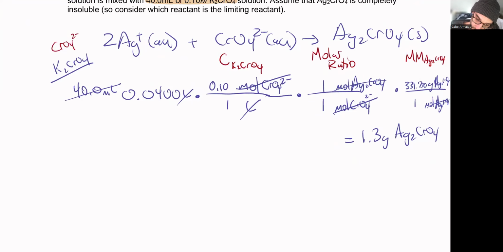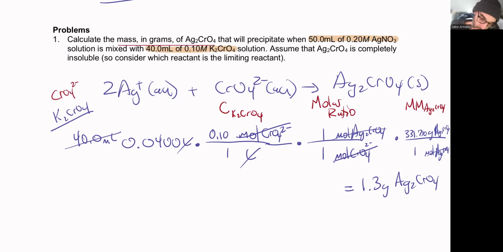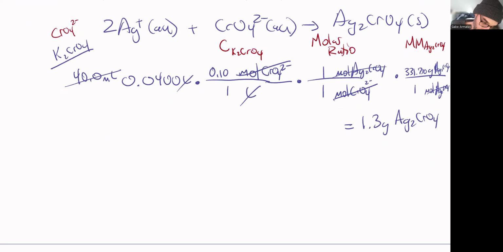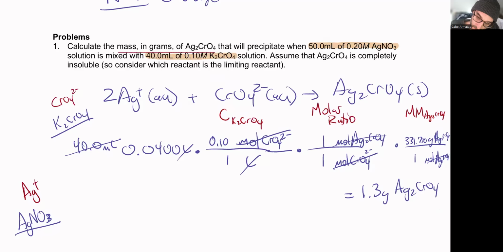All right, so what happens if I start with the silver nitrate solution? So here I'm going to start with the silver nitrate solution. And again, I don't really care about nitrate. What this really is me looking at silver ions. So I'm starting with silver. Again, we want a quantity here. So we have 50 mils of the silver nitrate solution.